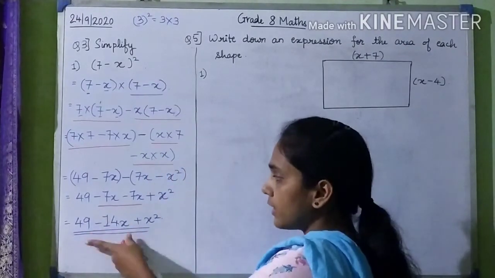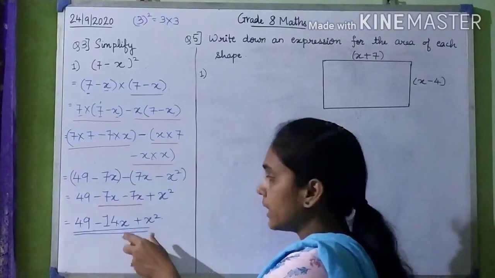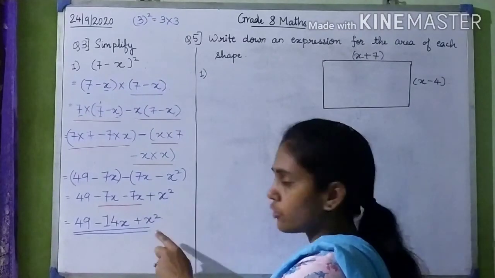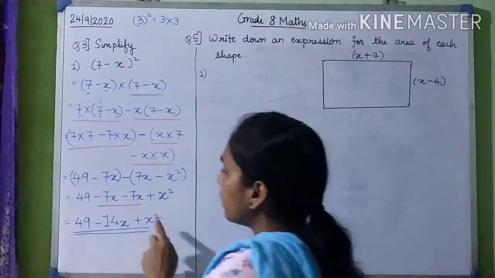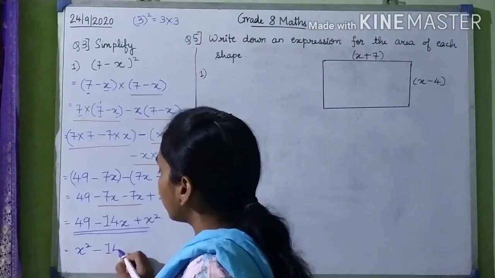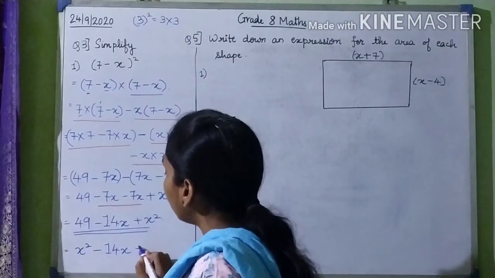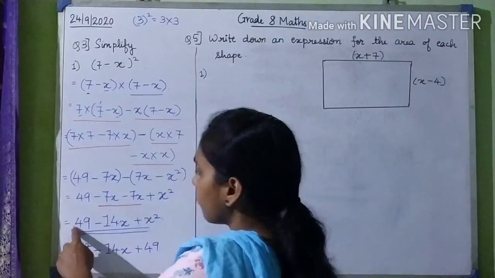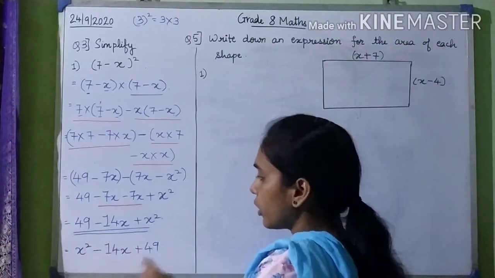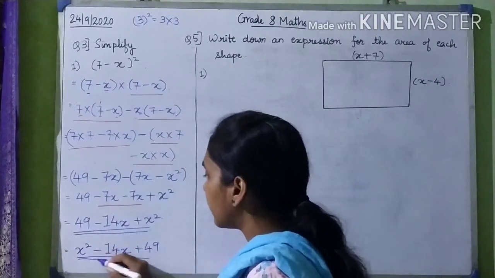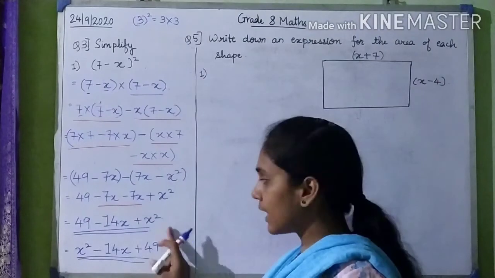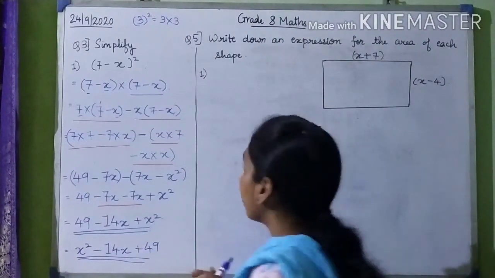Normally when we write an expression or a polynomial, we write the term which has the highest power first. So here the highest power is 2. So we will write this x square term first. Then we will write the next term which is minus 14x and then we will write plus 49. This 49 is plus here. Okay. So x square minus 14x plus 49. You can even keep it like this or you can further rearrange the terms. Okay. Both are same.